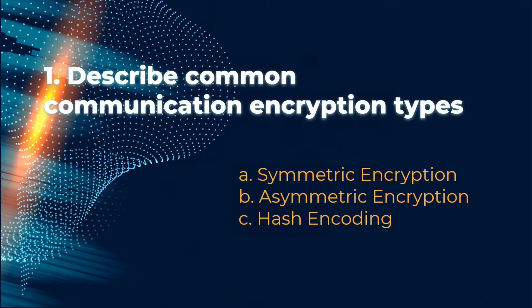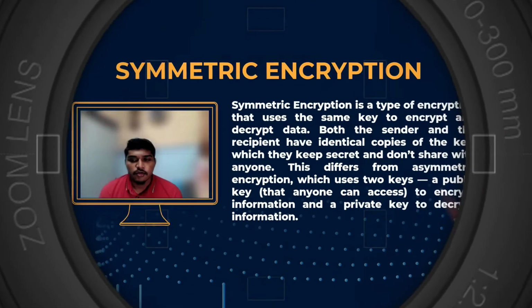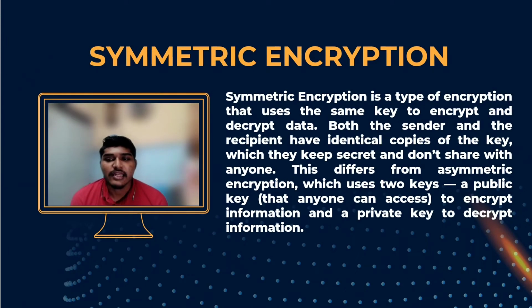We will describe the common communication encryption types, which are symmetric encryption, asymmetric encryption, and hash encoding. I'll be explaining symmetric encryption. What is symmetric encryption? Symmetric encryption is a type of encryption that uses the same key to encrypt and decrypt data. Both the sender and recipient have identical copies of the key, which they keep secret and don't share with anyone.